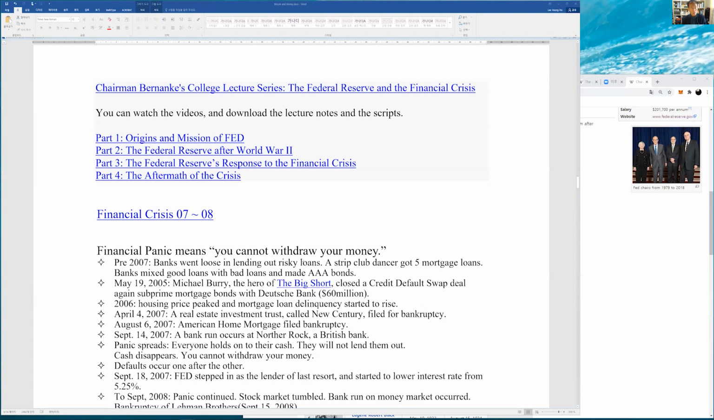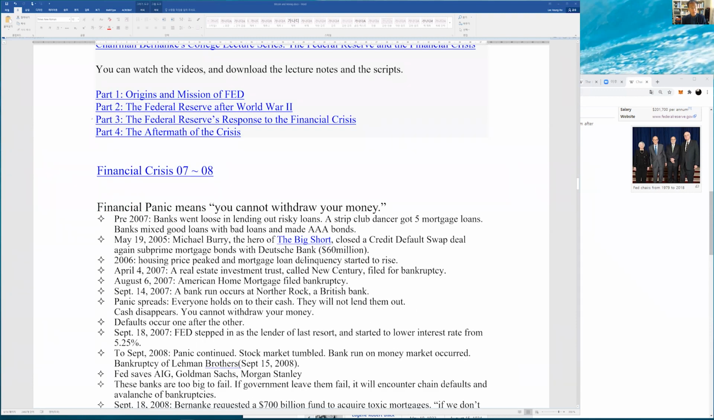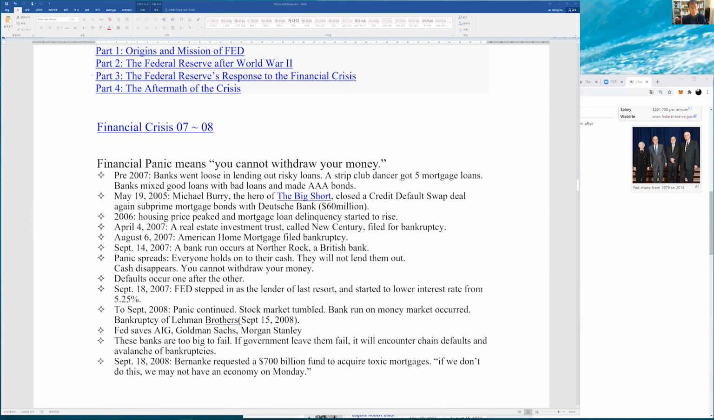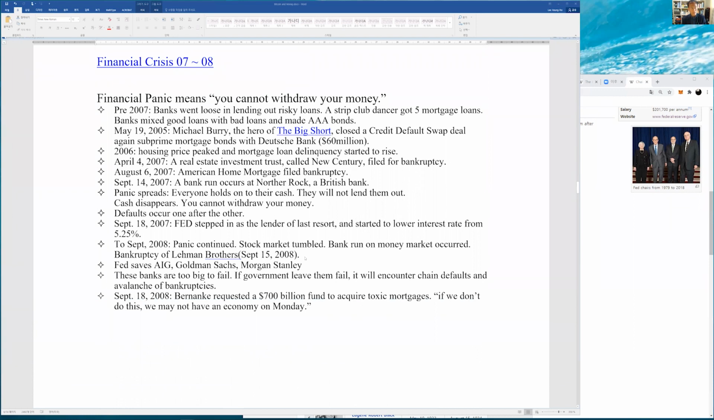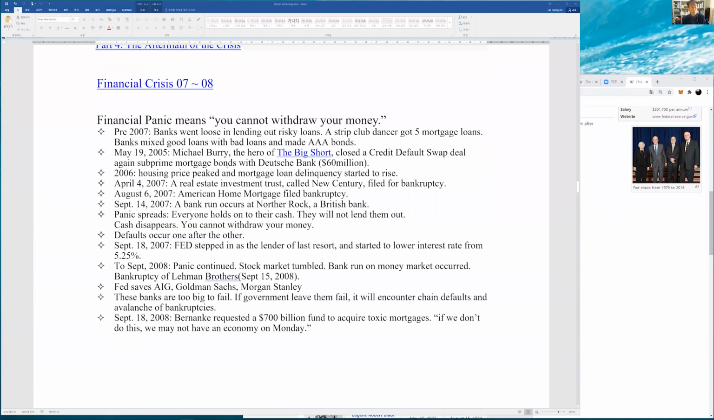Okay, so the financial crisis of 2007 through 2008, the Fed's responses are captured right here in this log of timeline events. Basically, a financial panic can be described by these words. During the financial panic, you cannot withdraw your money from your bank, basically. Okay, so there could be a bank run because everyone holds on to their cash.